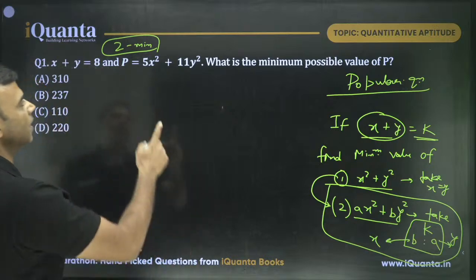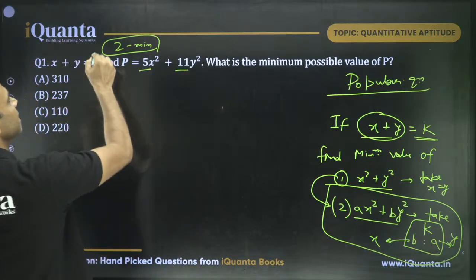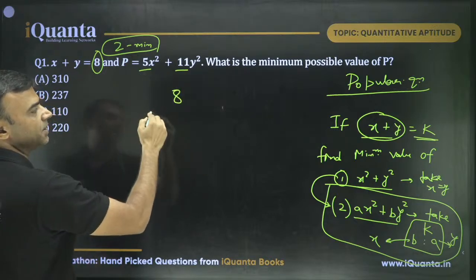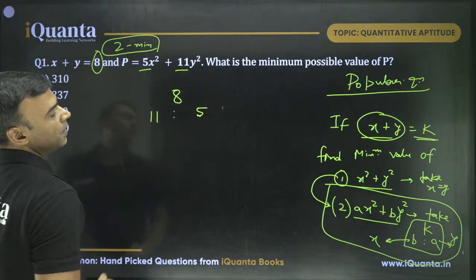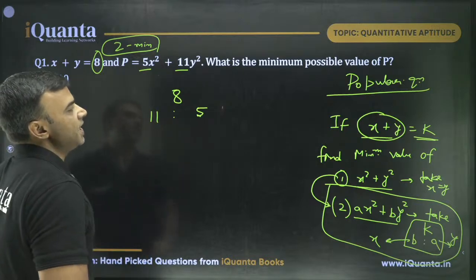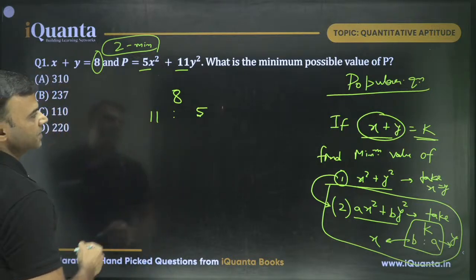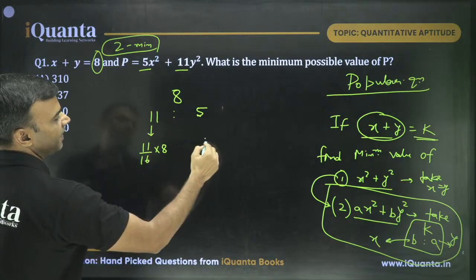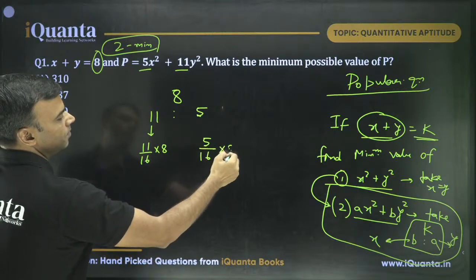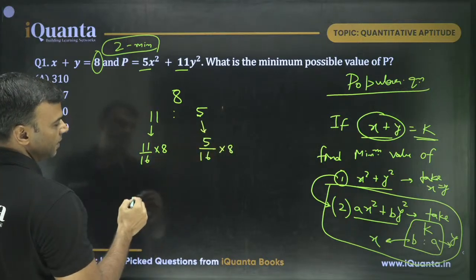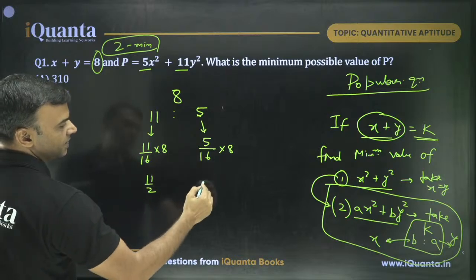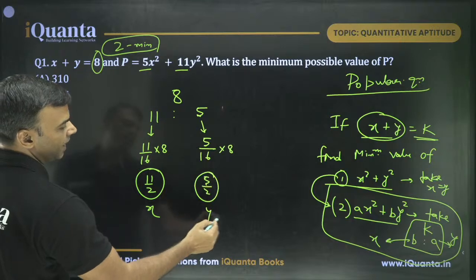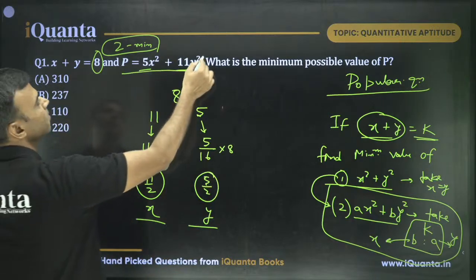So for example, here the coefficients are 5 and 11 and here the value is 8. So divide 8 in the ratio in reverse order. Reverse order means either 11, or 5. So 11 plus 5, 16. 8 by 16. So 11 by 16 into 8 and 5 by 16 into 8. So this gives us 11 by 2 and this gives us 5 by 2. Put this in place of x, put this in place of y. That's it. Put it here, you will get your minimum value.